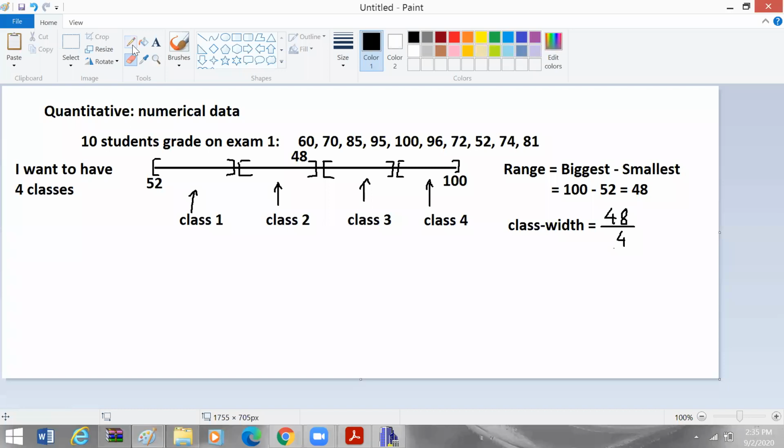Question. Yes. Where did you get that 48 from? The 48 is the range of the data set. So that will be the difference between the biggest and the smallest number. Yeah, right there. So we are only interested in this range. Why is that? Because all the data is captured in that range. So that's important. Okay, so 48 will be the range over the number of classes.